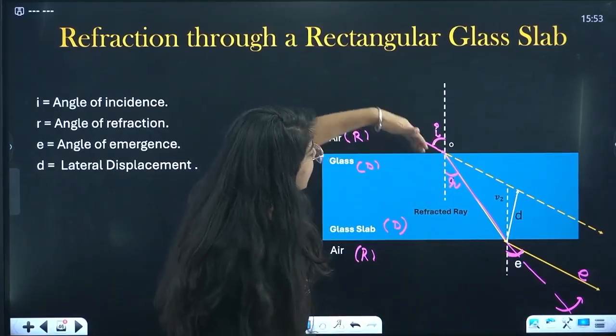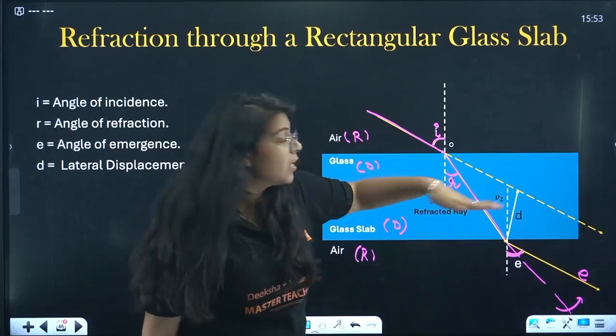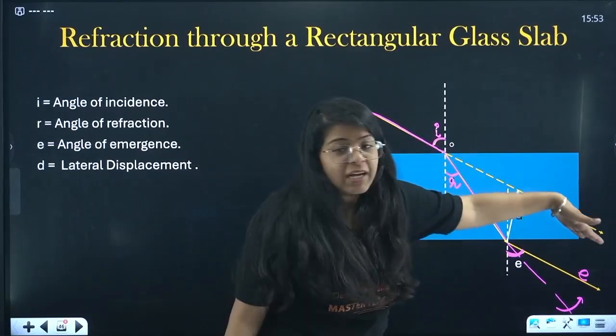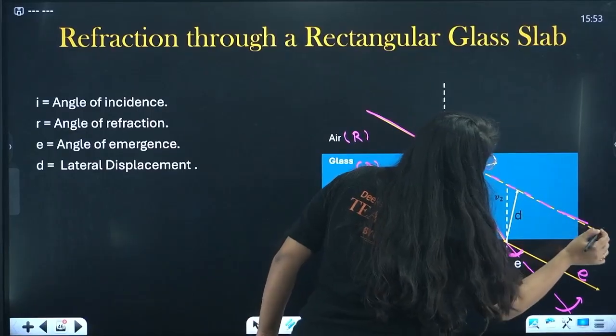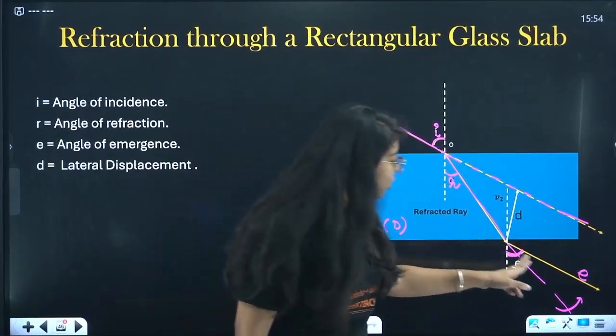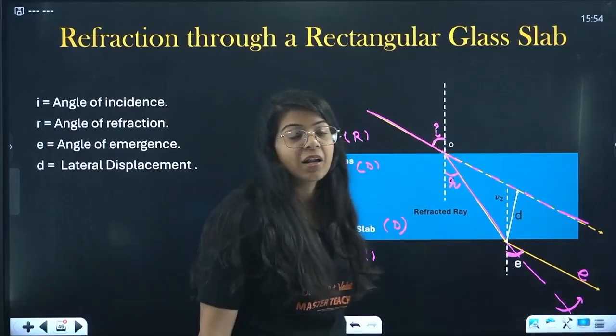So technically this incident ray shouldn't have bent in an ideal condition. If there is no glass slab, this will go straight like this, right? So this is going straight like this. And if you place a glass slab, this will go something like this. Instead of this, it is coming out from here.